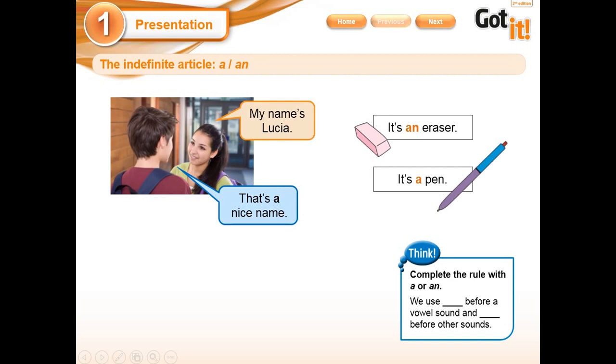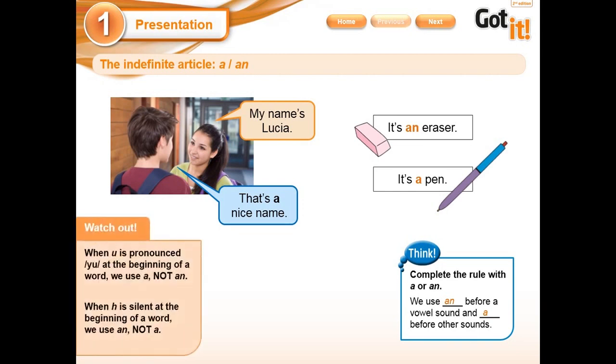Eraser, an eraser, an elephant, a book, a laptop, an orange. So we use an before a vowel sound and a before other sounds. Usamos el an antes de un sonido vocal y el a antes de otro sonido que no sea vocal. Obviamente sería con consonante. So please be careful here and follow the following instructions.